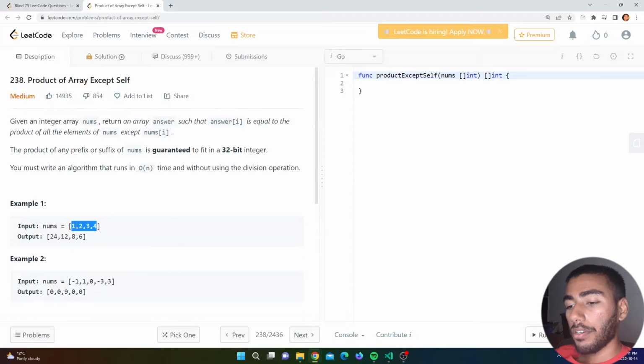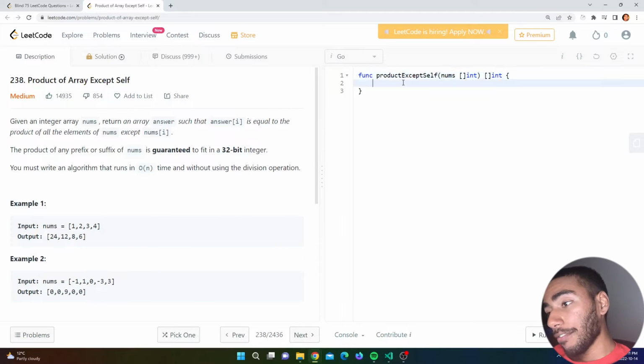So over here, it's 1 times 2 times 3 times 4, which is 24. And so to get index 1, you would take 24 divided by 1, which is 24. At index 2, you'd do 24 divided by 2, which is 12. At index 3, 24 divided by 3, which is 8. And finally at index 4, 24 divided by 4, which is 6. But unfortunately, you can't even use the division operator, which sucks.